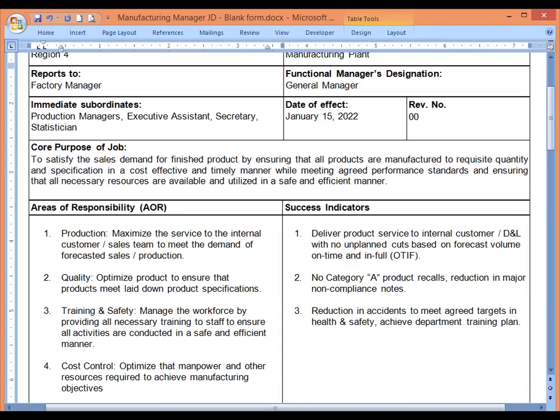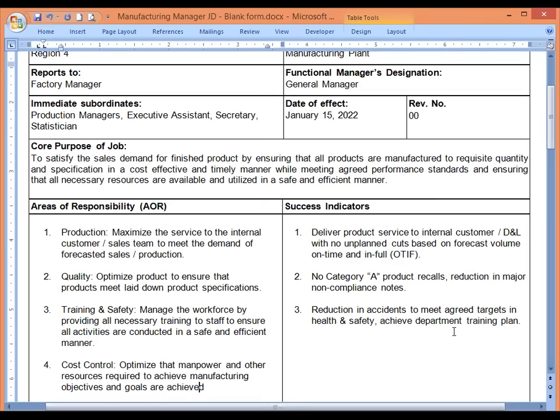And goals also. I think something is wrong with this statement. Let me review it. Cost optimize that manpower and other resources required to achieve manufacturing objectives and goals are achieved. Okay, I think it's okay.